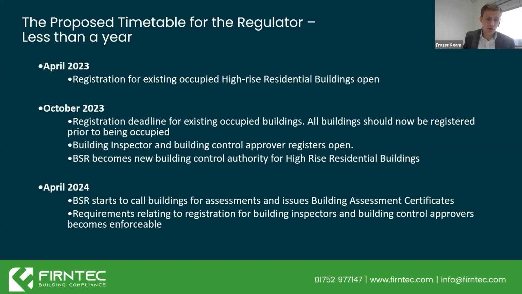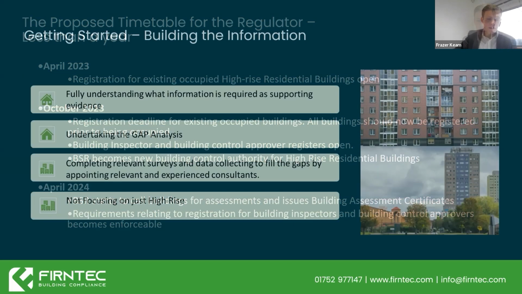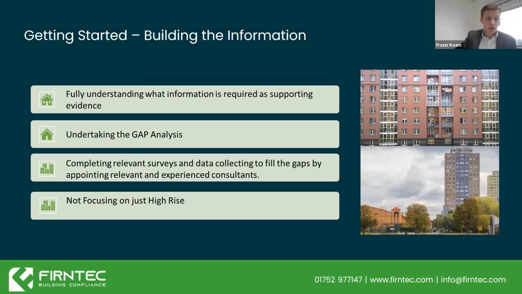Then the building inspector and building control approver registers open, and this is where the building safety regulator becomes a new building control authority for high-rise residential buildings. And then in April 2024, this is the point where the regulator will start to call buildings for assessments, and then at that point issuing the building assessment certificates. And this would also involve the requirements relating to registration for building inspectors and building control approvers becoming enforceable from this point onwards. I think it's just a summary of those points, fully understanding what information is required as supporting evidence if this has not been done already.